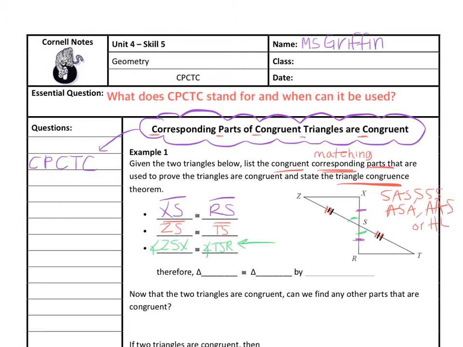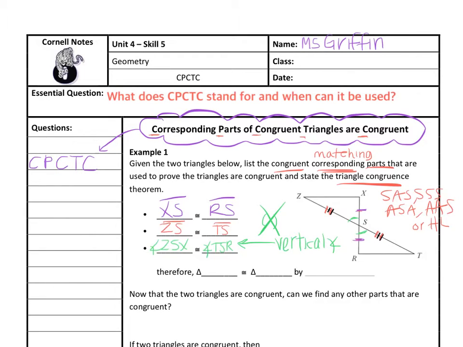Alright, so I found ZS is congruent to TS. You could have also said SZ is congruent to ST. And then I found these angles in the middle of my picture because I saw an X. This X, remember, gives us vertical angles. And so I said angle ZSX is congruent to angle TSR, again, matching up those corresponding parts. So now triangle blank is congruent to triangle blank by blank.